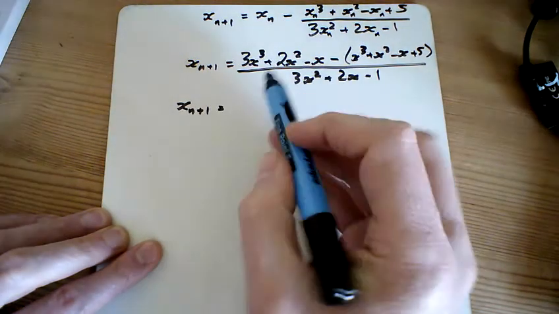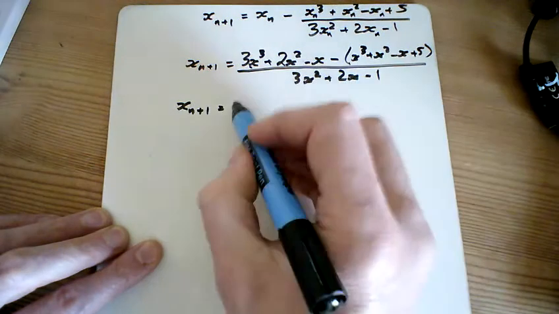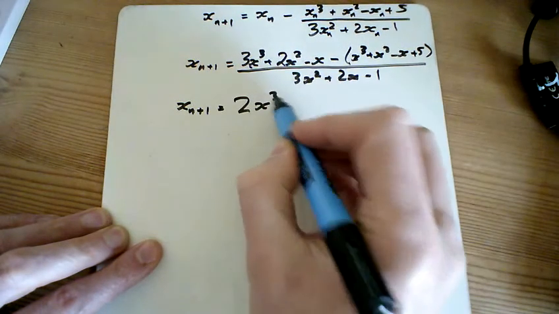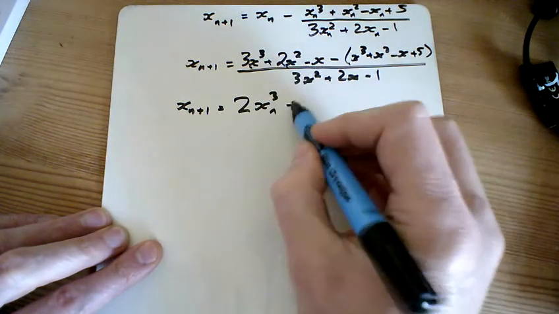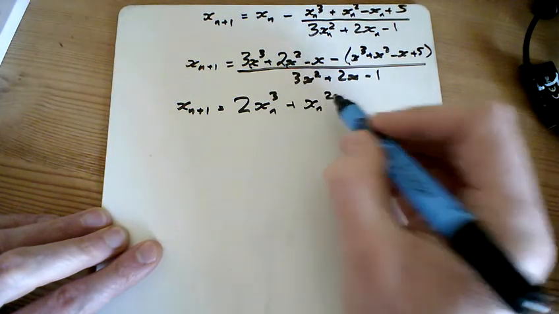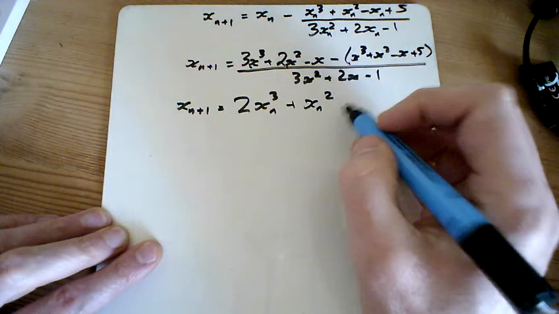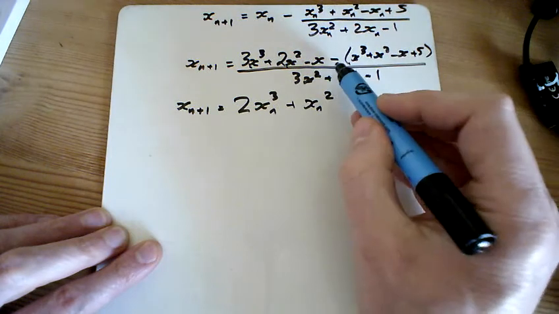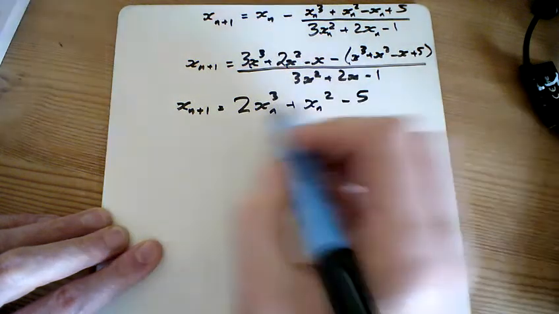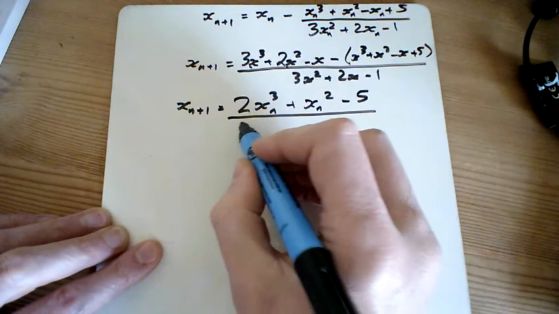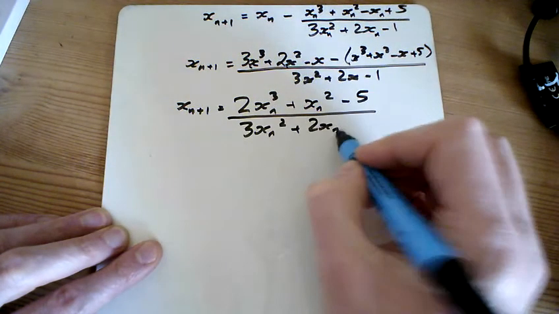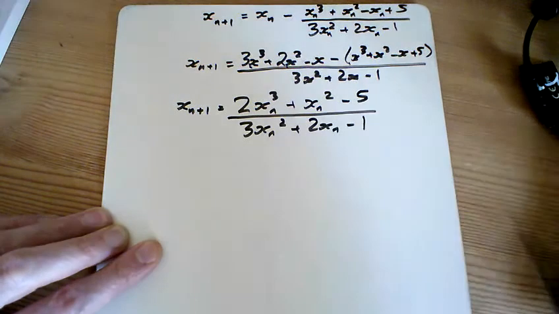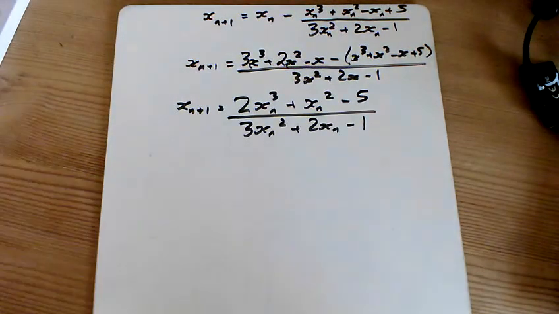So tidying all of that up, we've got a total of 2x cubed. I'll add the n in this time. This, take away this, is just the 1x_n squared. That minus that is 0, actually, isn't it? And then we've got minus 5 all over 3x_n squared plus 2x_n minus 1. So there's the iterative formula.